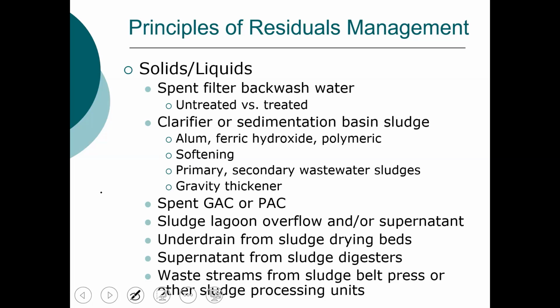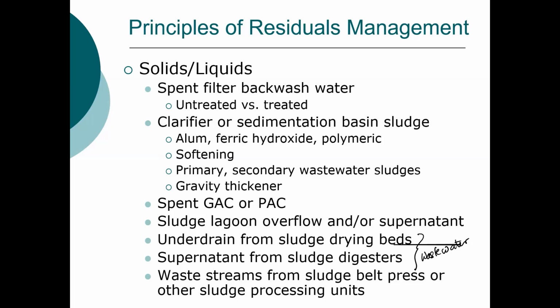Typically in a water treatment plant, you won't have sludge drying beds, but these can be used in wastewater treatment. So you'd have the under drain from the sludge drying beds. Again, this is wastewater. If you have any thickening, dewatering processes, then you've got the supernatant from that.